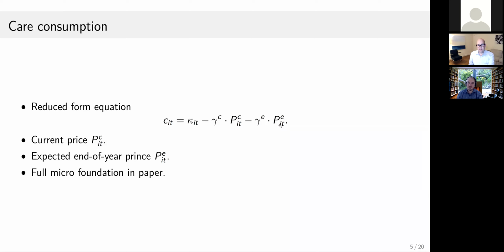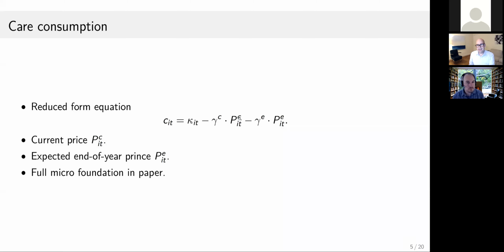minus two price effects. So let's first think about prices as being zero, so care is free. Then care consumption is equal to kappa_it. So you can think of kappa_it as some baseline consumption plus some error term. Okay, so you can decompose this into, say, kappa_i plus epsilon_it. Now we have these two price effects.